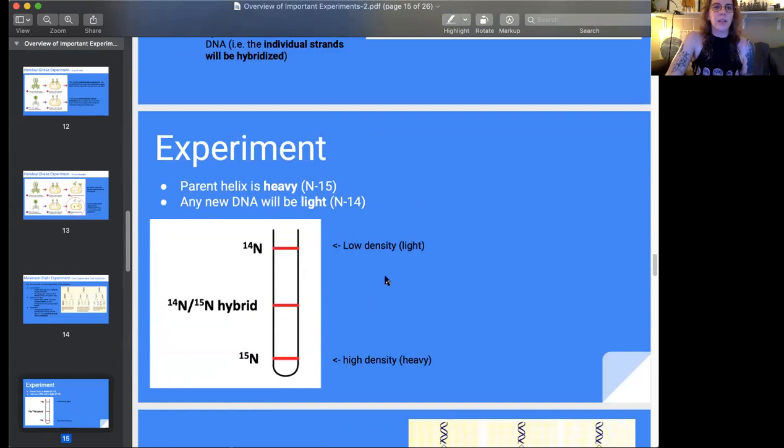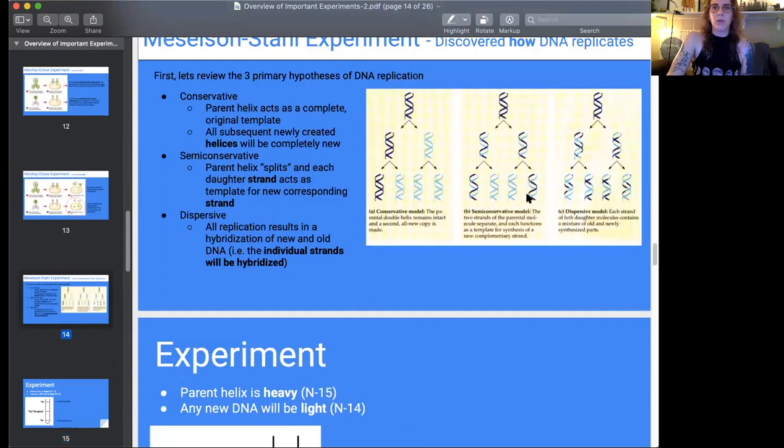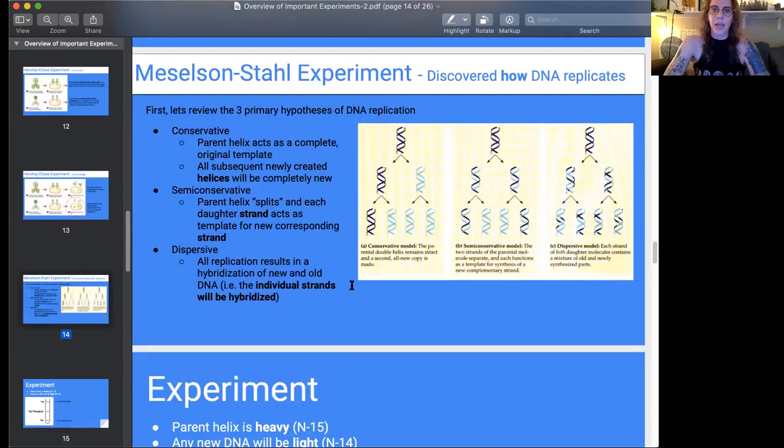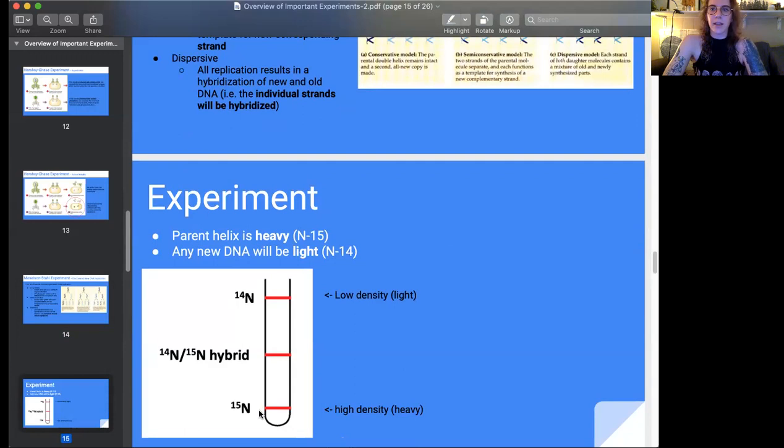But anyway, they essentially decided, okay, we need to do something that will somehow differentiate old DNA from completely new DNA from hybrid DNA. And how they decided to do that is with isotopes, utilizing differences in weight between isotopes. So they decided, okay, we're going to take our parent cell from a medium that contains only the N15 isotope of nitrogen, which is going to be a little bit heavier than normal.